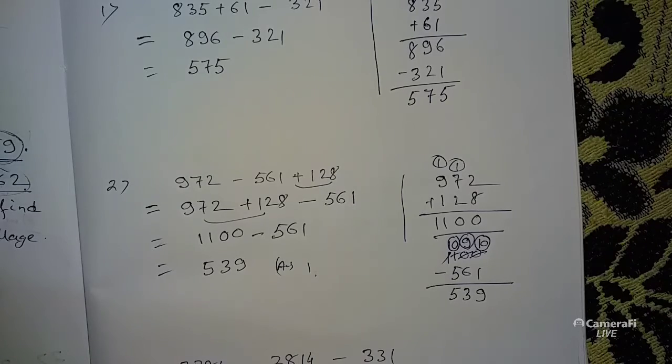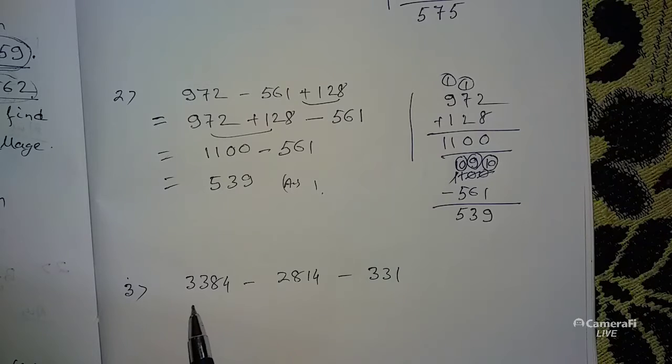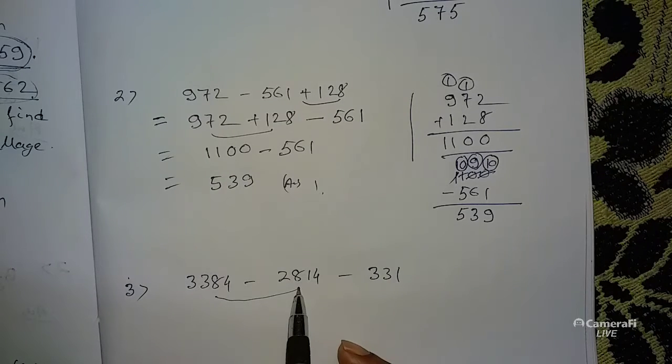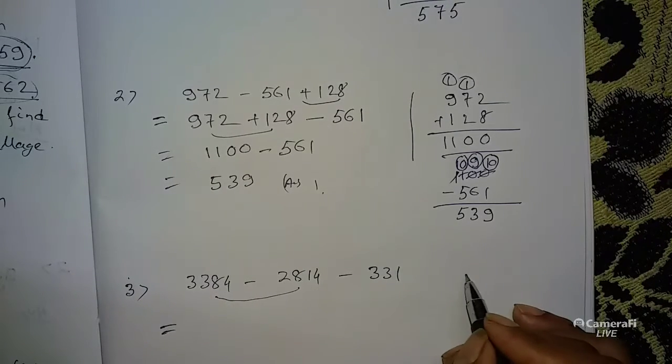Coming to problem number 3, simplification. Here 3384 minus 2814 minus 331. Here consecutively 2 times subtraction and subtraction. So in that case no need to arrange. First we will do this subtraction between these two and then subtract this one from the result. So let us first find this result.